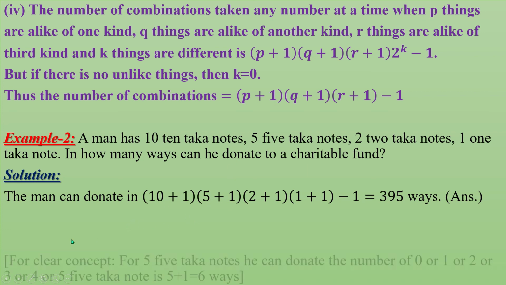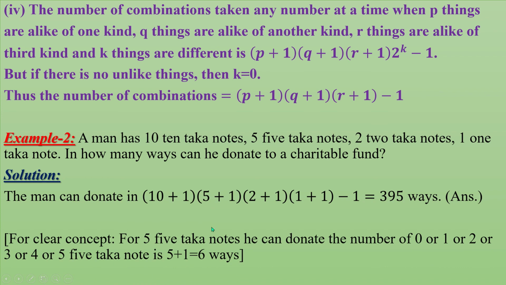For a clear concept, here follow. For 5 taka notes, I have taken 5 taka notes. I can take also 10 taka notes, no problem, or 2 taka notes. Just for a clear concept, I explain. For 5 taka notes, he can donate the number of 0, that is, he cannot donate any 5 taka note, or 1 5 taka note, or 2 5 taka notes, that is 10 taka, or 3 5 taka notes, that means 15 taka, or 4 5 taka notes, that means 20 taka, or 5 5 taka notes, that means 25 taka.